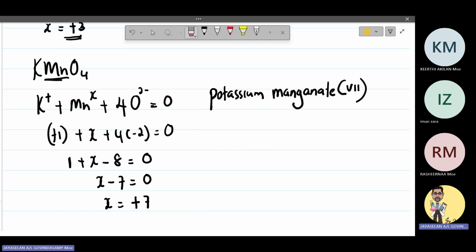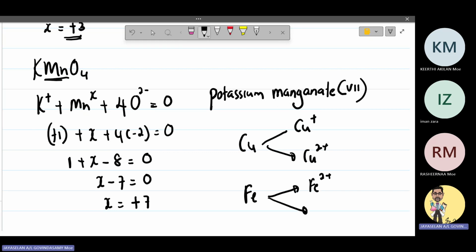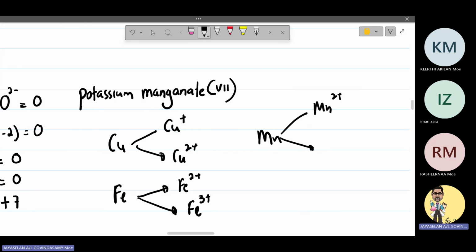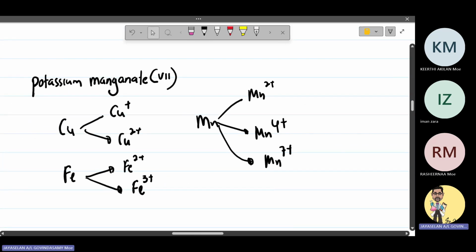This is Roman numerals. Why? I want to ask you, why does copper have 2 ions? Cu positive, Cu2 positive. Iron has 2 ions too, Fe2 positive, Fe3 positive. Manganese has 2 ions, Mn2 positive, 3 ions, Mn4 positive. The one you calculated just now is Mn7 positive. Why? Who can tell me?